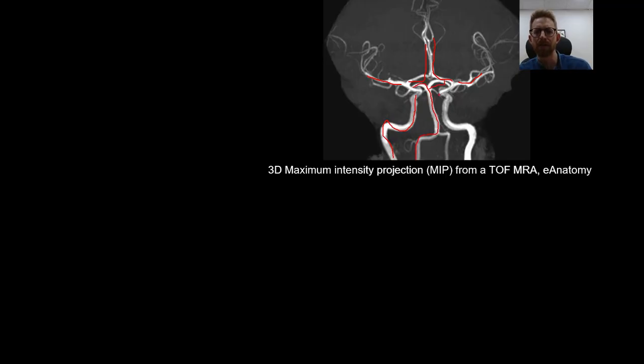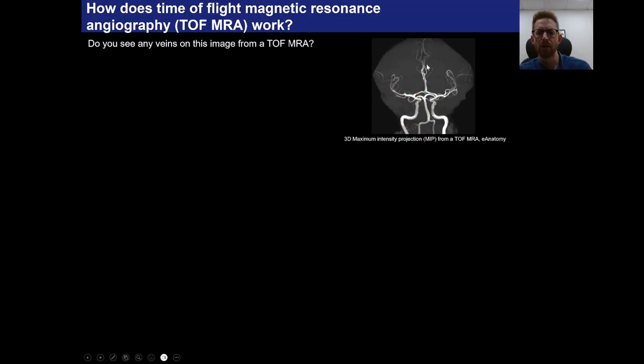So tons of arteries, but no veins, right? There's no superior sagittal sinus. There's no transverse sinus or sigmoid sinus or jugular bulb. It's all arteries. So how are we doing this?